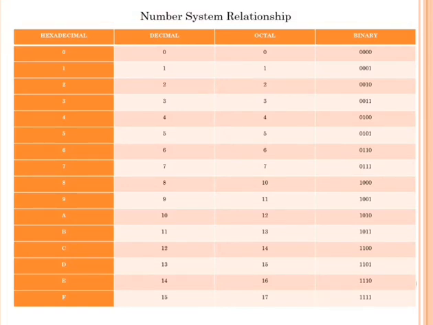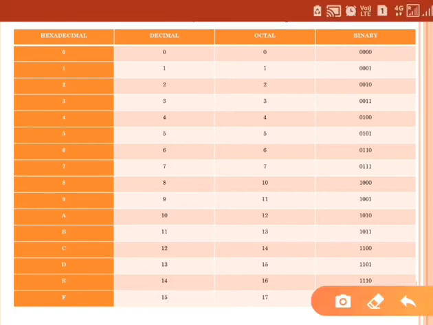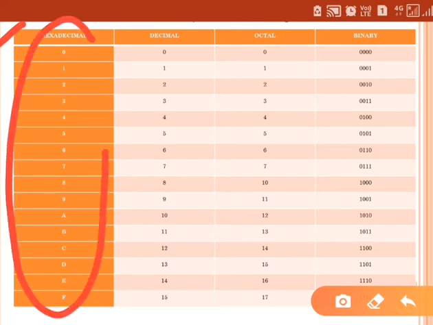This is the number system relationship chart, like the value of these digits. In hexadecimal number, these numbers are used. So, if in a hexadecimal number it is 0, in a decimal it is 0, in a octal it is 0. If we write in binary, it is 0, 0, 0, 0. And if it is 1, it is 1, 1, and in binary 0, 0, 0, 1.